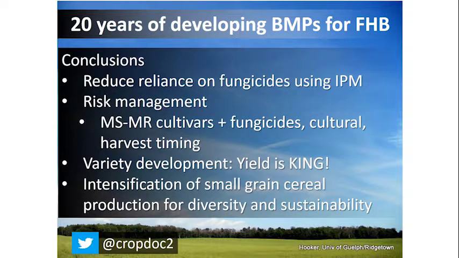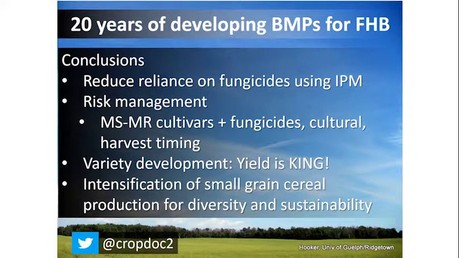So just a few conclusions. Reduce the reliance on fungicides using integrated pest management. These top 13 tips, I think fungicide might be involved in a few of those, but we need to think of an integrated approach more than just relying on one factor. Reduce risks, so we need to manage the risks, and we need to include a moderately susceptible or moderately resistant cultivar, include a variety, but we need to include some cultural practices and harvest timing to make that fusarium risk low. And for variety development, of course, yield is king, and I've fallen into a mistake by overlooking some of the other variety characteristics and just choosing a variety based on yield.